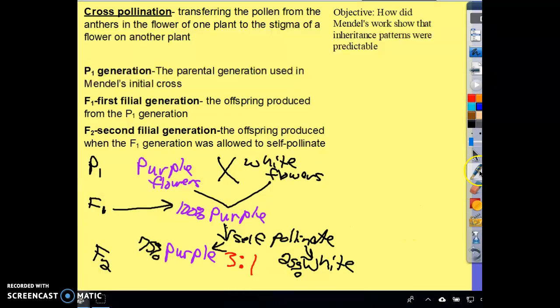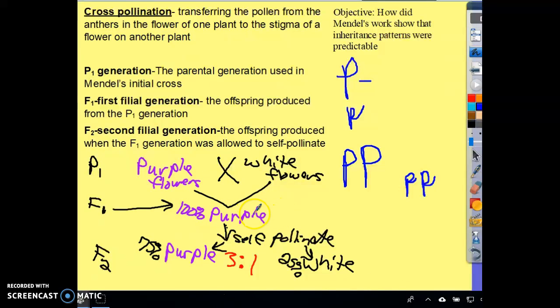If we actually looked at genotypes, the purple flowers actually were pure for the purple strain. The white flowers, which we're going to represent with a lowercase p because that is the recessive trait, were pure for the white allele. So capital P was purple, and lowercase p is the recessive trait.